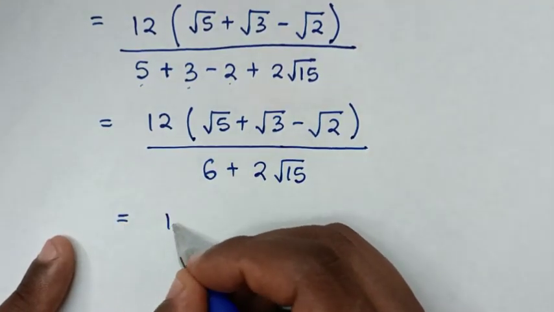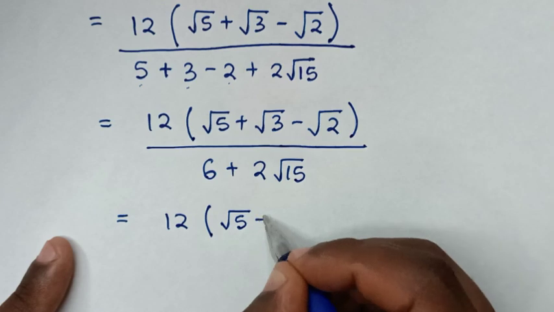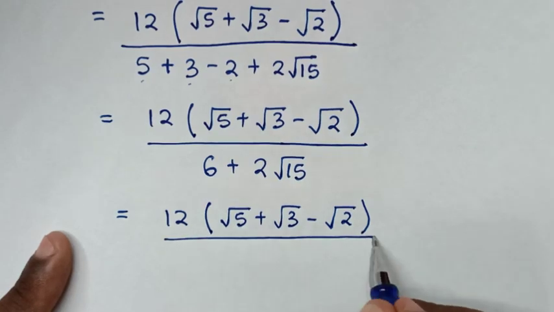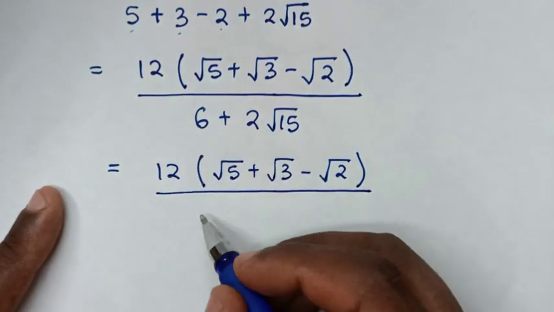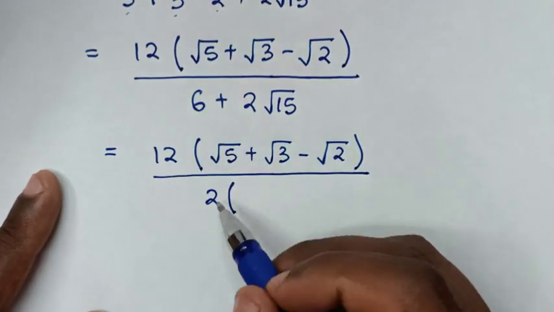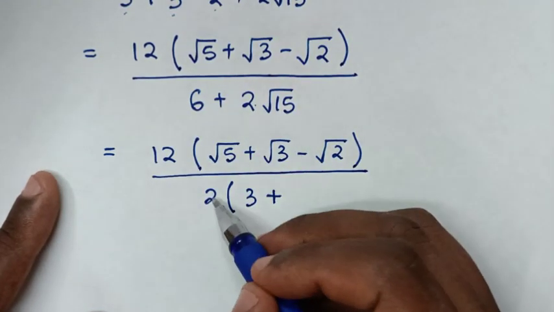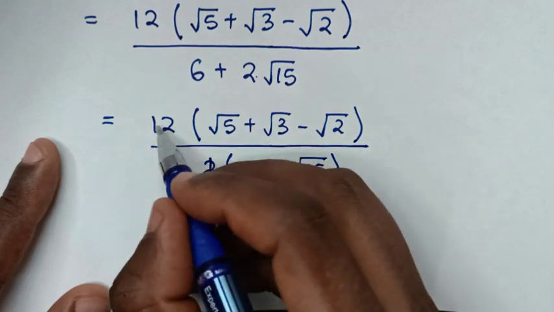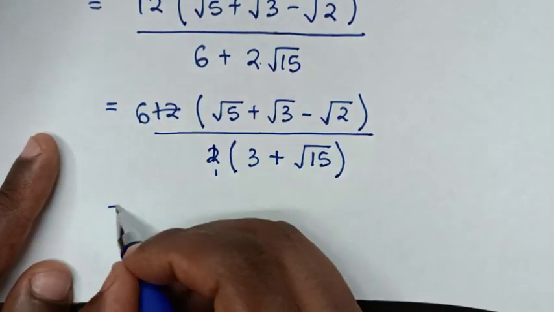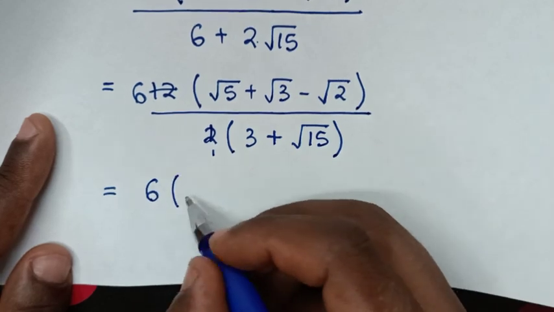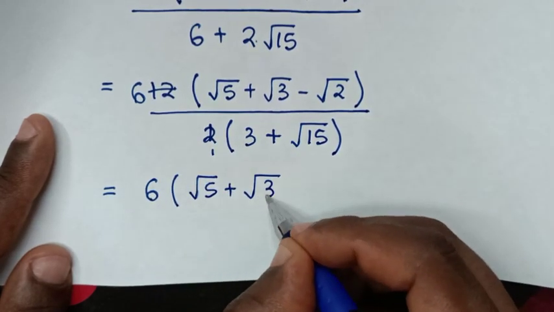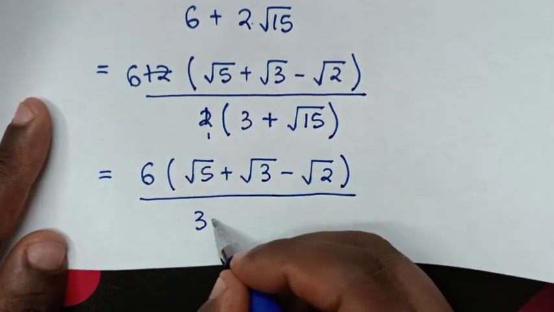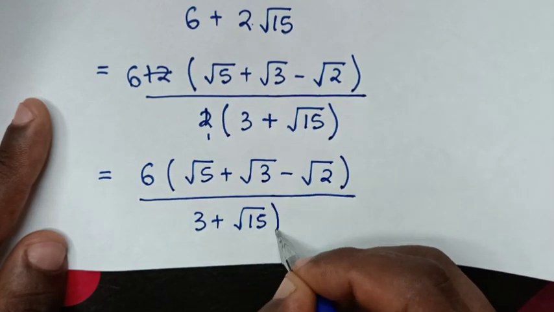Then it will be equal to 12 bracket square root of 5 plus square root of 3 minus square root of 2 bracket, then over here in the denominator 2 is common, so we'll take 2 out of bracket. 6 divided by 2 is 3, then plus 2 divided by 2 remains this square root of 15. Now to simplify, this will cancel by 1 and this by 6. So it will be equal to 6 bracket square root of 5 plus square root of 3 minus square root of 2 bracket, then over 3 plus square root of 15 bracket.